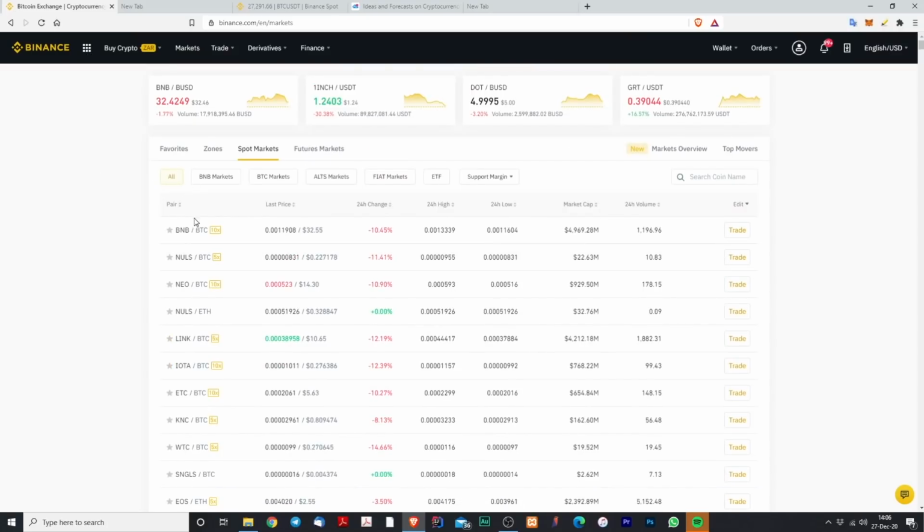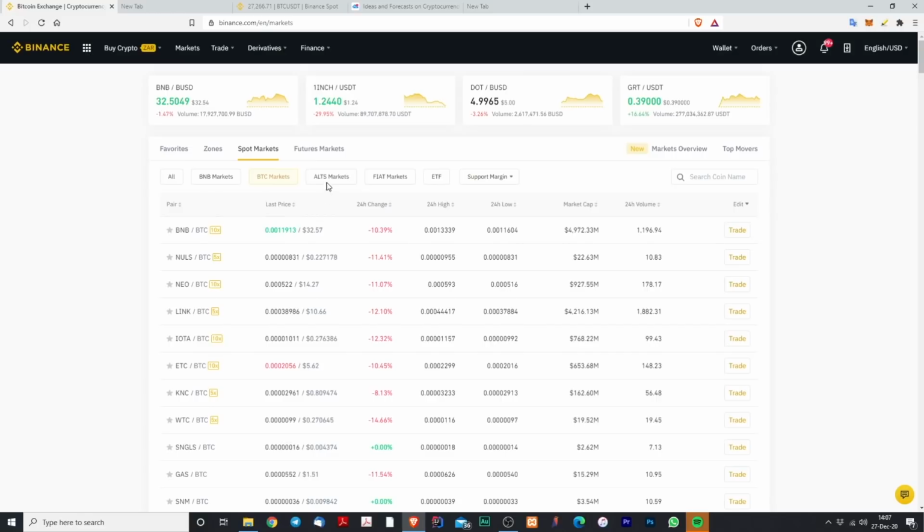And here it says all. So it's showing you different types of coins based mainly on volumes in the last 24 hours and what is popular in the last 24 hours. But you can change things up. If you want to see something specific, you can select, for example, BTC markets. BTC markets is going to show you all the other altcoins that are paired with Bitcoin. So BNB to BTC, NEO to BTC, Chainlink to BTC, IOTA to BTC, and so on and so forth.